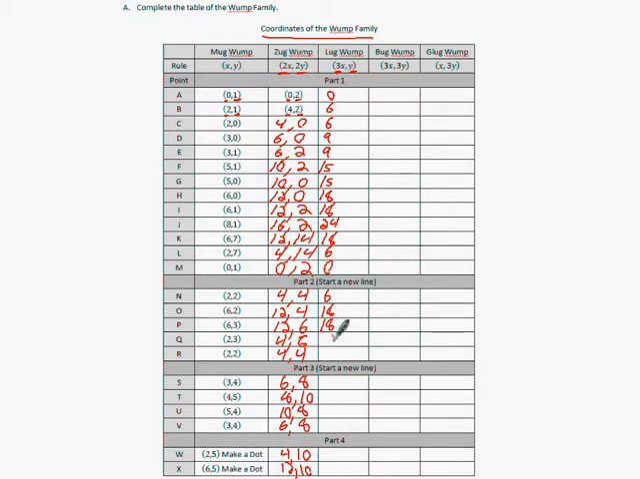3 times 6 is 18. 3 times 2 is 6. 3 times 2 is 6. 3 times 3 is 9. 3 times 4 is 12. 3 times 5 is 15. 3 times 3 is 9. 3 times 2 is 6. 3 times 6 is 18. Now, all the second numbers stay the same, so I'm going to put all my commas in.